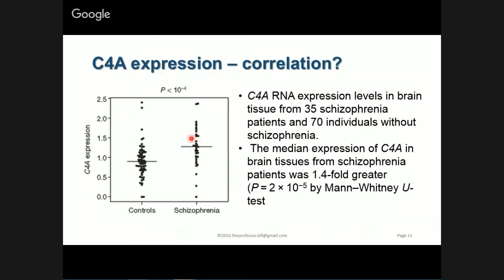We can see that there is a significant shift in the entire population, except for a few outliers, of the C4a expression in schizophrenia. So yes, C4a is indeed elevated in schizophrenic brains, throughout the entire brain, actually: cerebellum, cortex, and different tissue types. It's about 1.4 times higher, which by non-parametric statistical analysis is very, very significant.